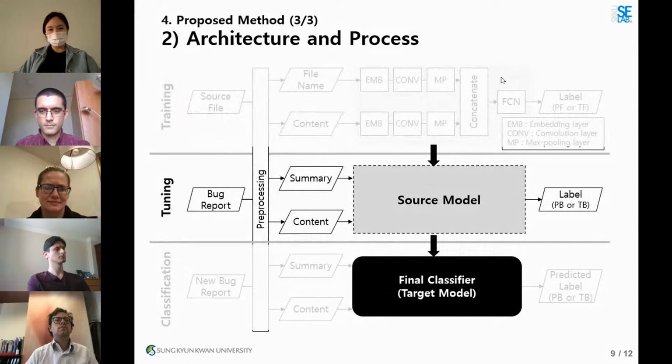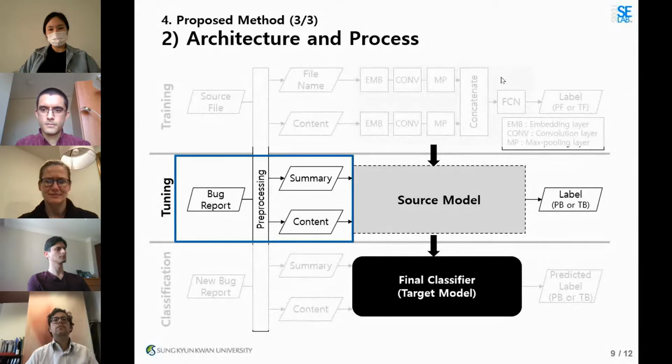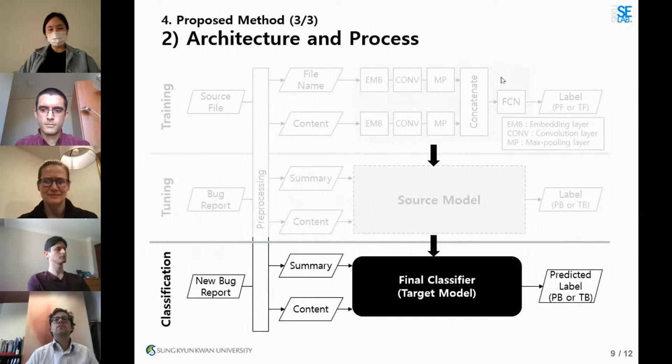We apply fine-tuning-based transfer learning to train the bug report classifier from the source file classifier. We initialize the target model's parameters for the bug report classifier using the source model trained with the source files. Then the bug summary and contents are entered into the source model for training the final classifier. After the tuning, the classifier can predict the bug type from the new bug reports.